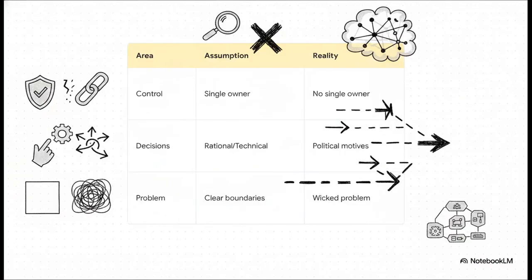What we're looking at here perfectly replicates Figure 20.5 from your source text. It contrasts 3 wildly false reductionist assumptions: control, decision-making, and problem definition, against the messy, complex reality of systems of systems. We're going to go row by row and break these down step by step so you understand exactly why these assumptions fail in the real world.